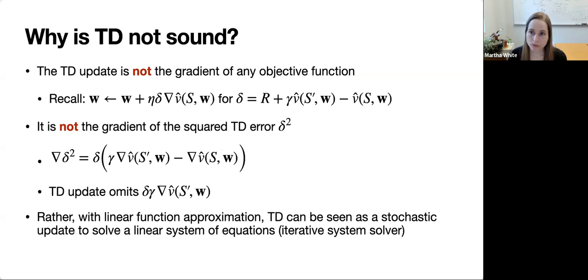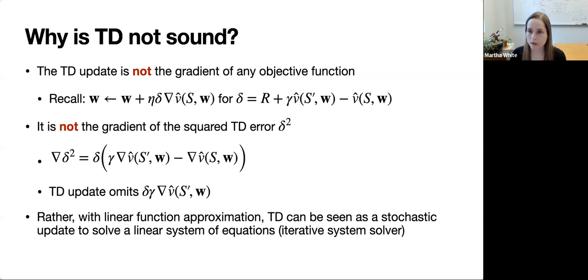It is, however, still a reasonable algorithm. There's a reason people have used it, and there are soundness arguments in some cases. And the reason is that in the linear function approximation, TD is actually a stochastic update for a linear system of equations. You can see it as a stochastic iterative system solver. And so in the linear setting, we can actually say certain things about the properties of the linear system and why that iterative system solver is actually going to converge. But once we move beyond the linear setting, it becomes hard to say anything.